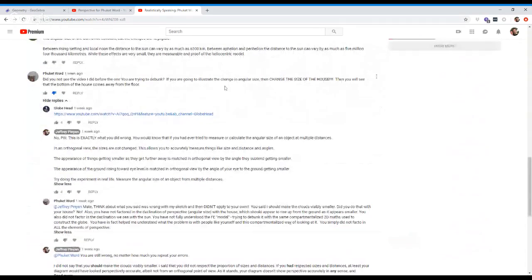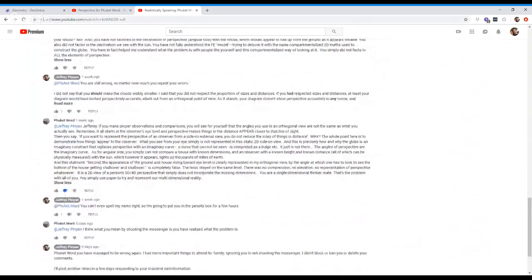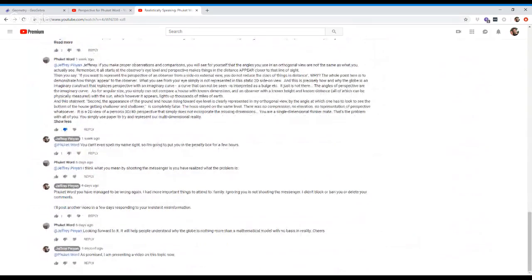If you're going to illustrate the change in angular size, then change the size of the house. That is unnecessary in an orthogonal view. He disagrees with me. You can read his comments here. And so it brings us to this video.